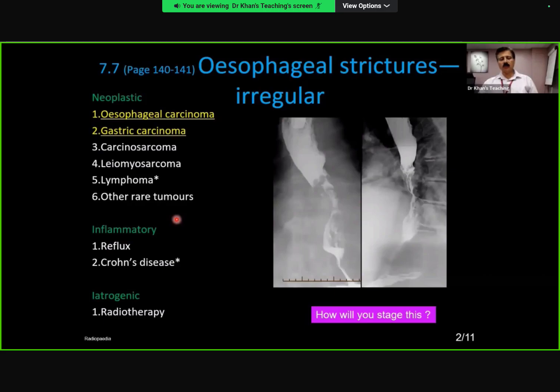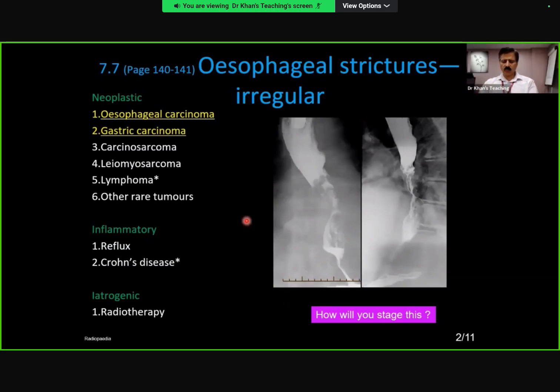Now, suppose the biopsy came out as a malignancy, it was an esophageal carcinoma. So, number 11, question to you: how will you stage this? It can be staged by endoscopic ultrasound for the T staging and CT chest to look for distant metastases. Okay, very good, well done.